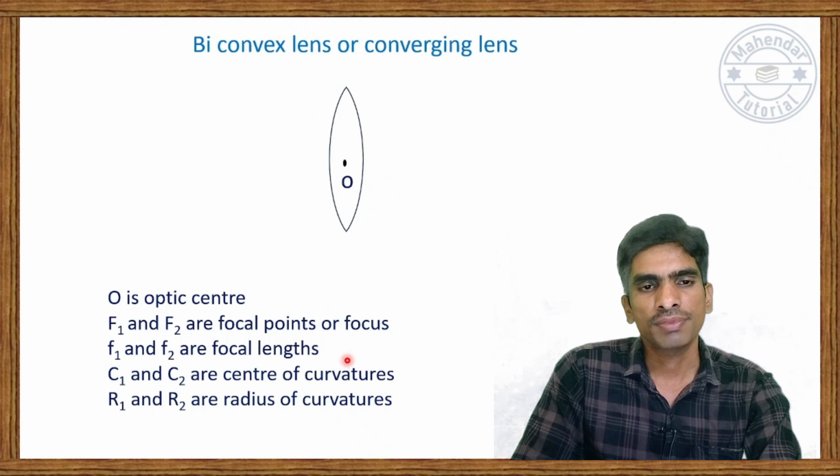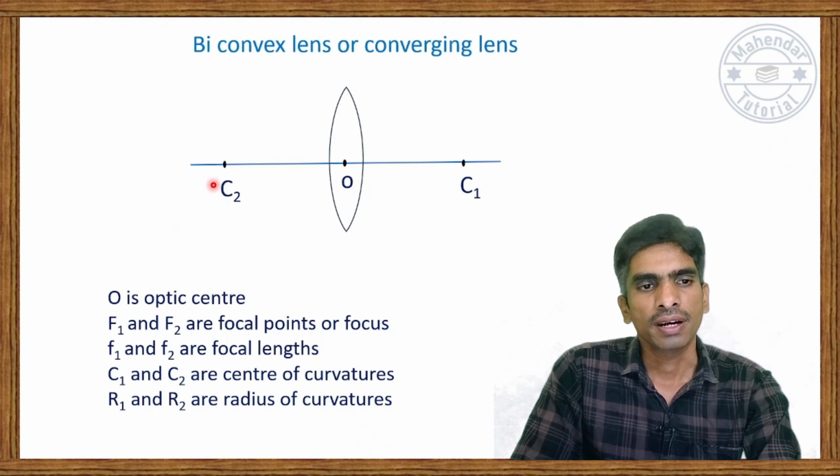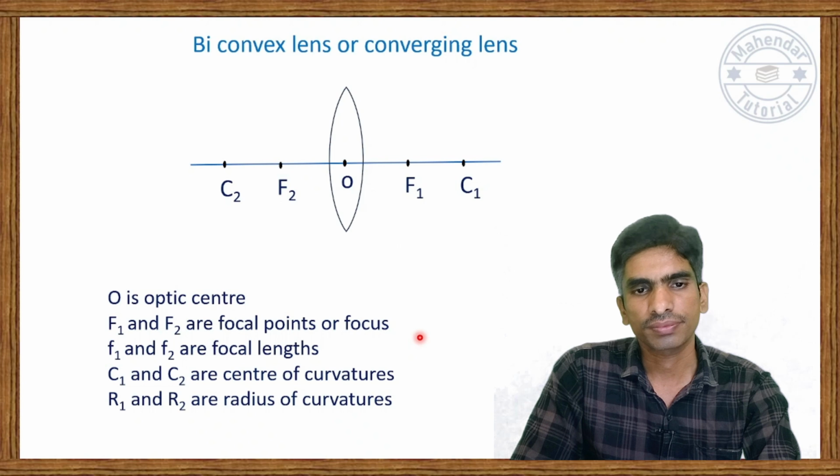So what are the terms we have learnt? Now we see, the midpoint of this lens is known as optic center. C1 is center of curvature. C2 is center of curvature. C1, C2 are centers of curvature of the lens, and the line which is passing through the centers of curvature and optic center is known as principal axis.